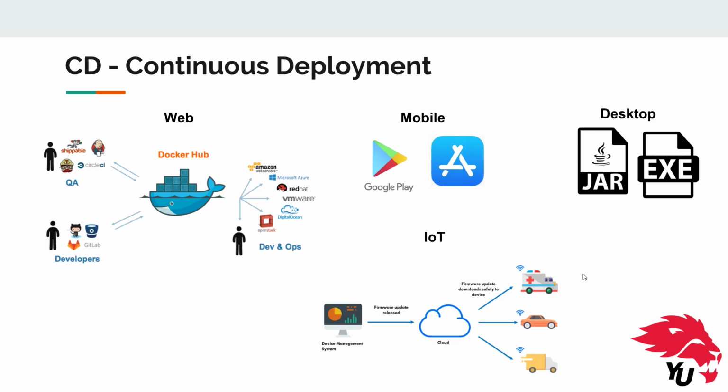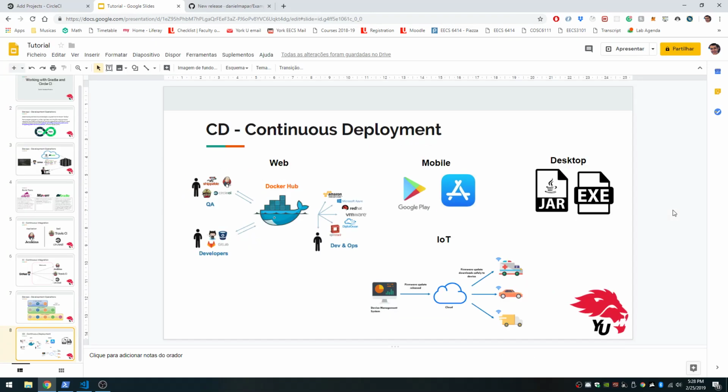Or if you're doing continuous deployment for an IoT application, you may need to connect with your IoT devices remotely and push a firmware update or a patch to all of them. So those are all different. In our case here, we have a jar or an executable that we're going to push, and we're going to be pushing that to the GitHub releases page. So let's get into it.